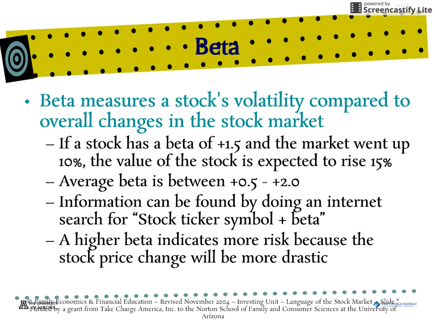Average beta is between 0.5 and 2. Information can be found by doing an internet search for the stock ticker symbol plus beta. A higher beta indicates more risk because the stock price change will be more drastic.